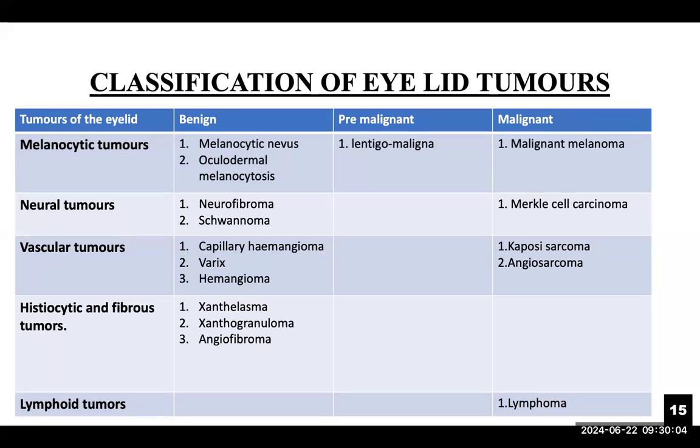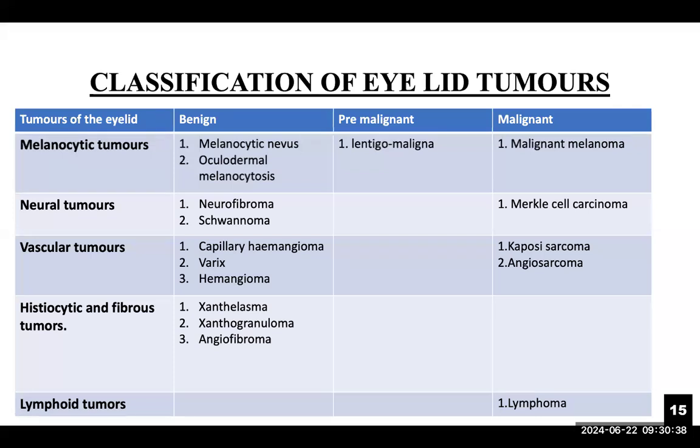So the premalignant melanocytic lesion is a lentigo maligna, which is a proliferation of atypical melanocytes within the epithelium. And the malignant variant is malignant melanoma. So the neural tumors are neurofibroma and schwannoma. Then the malignant neural tumor is Merkel cell carcinoma. Merkel cells lie close to nerve endings and receive sensation of touch within the epidermis.